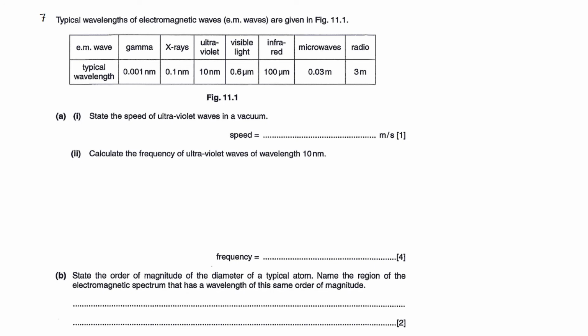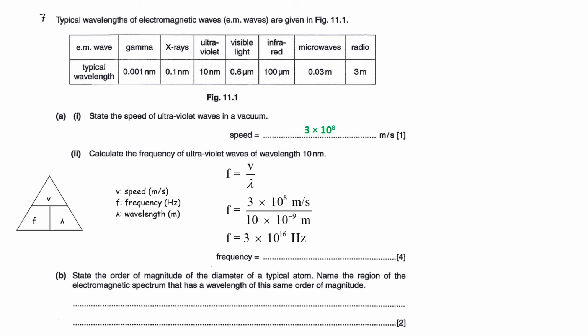What is the speed of ultraviolet waves in a vacuum? All the electromagnetic waves travel at the same speed of 3 times 10 to the power 8 meters per second in a vacuum. With this speed given, what is the frequency of UV waves if the wavelength is given as 10 nanometers? We're going to use the formula of v equals to f lambda. Speed is frequency times wavelength. Frequency is the speed divided by the wavelength.